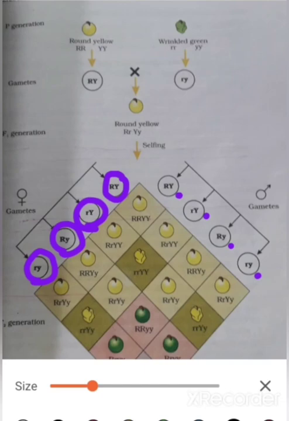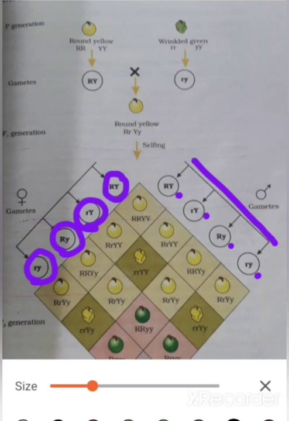After the self-cross, we get 16 offspring in the F2 generation. This is represented in a checkerboard. On one side we represent the gametes from the female, and this side represents the gametes from the male. During the formation of the zygote, these two combine together to form an offspring.